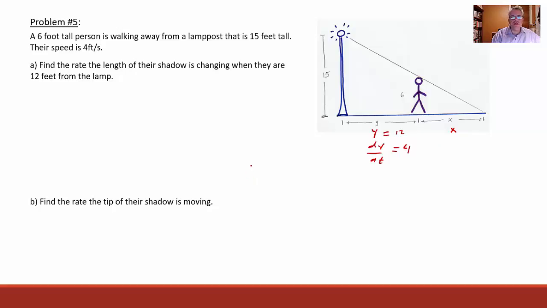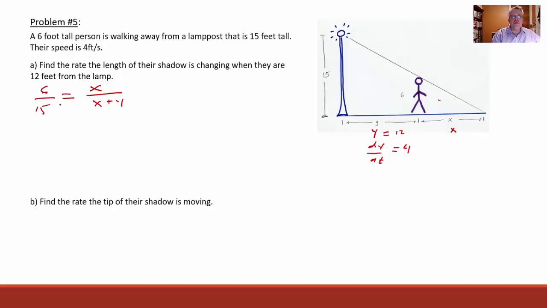Okay, let's see if we can do this. So we have two similar triangles here. We have the triangle formed by the 6 foot person, that's the small triangle, and the big triangle formed by the lamppost. They're similar. So the ratio of 6 to 15, the left side of the small triangle to the left side of the big triangle, is the same as x, the bottom of the small triangle, to the quantity x plus y, which is the total length of the bottom of the big triangle.